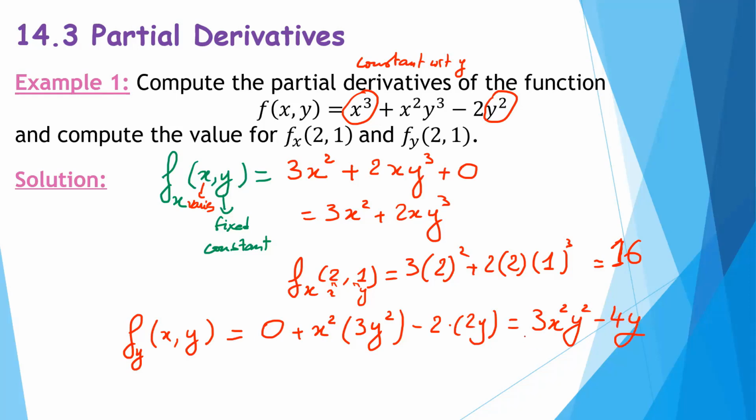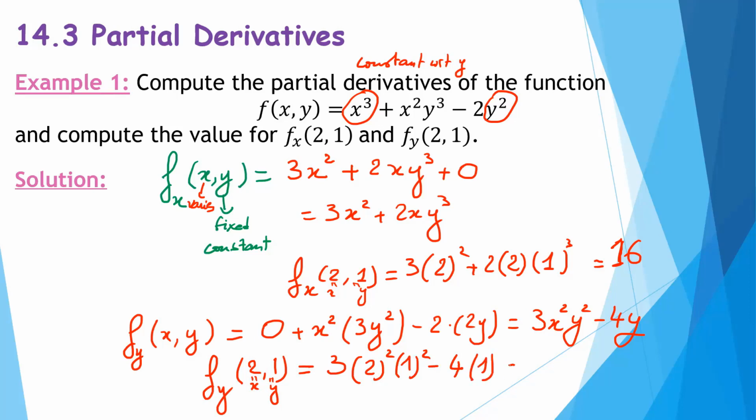So this is fy. These are the partial derivatives. Partial, because we derive with respect to one variable only, not all variables at the same time. So it's called partial derivatives. And then it's easy. Just plug in with direct substitution, substitute x by 2, y by 1 in this expression, and you will get the result. 12 minus 4 equals 8. This is fy at (2, 1).